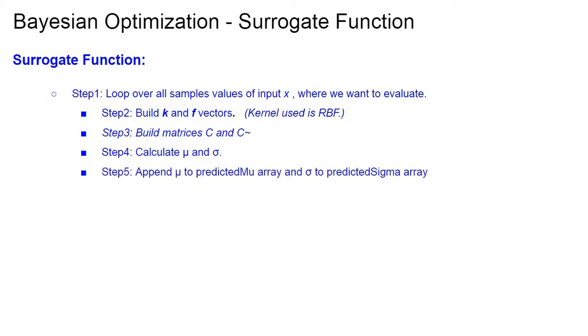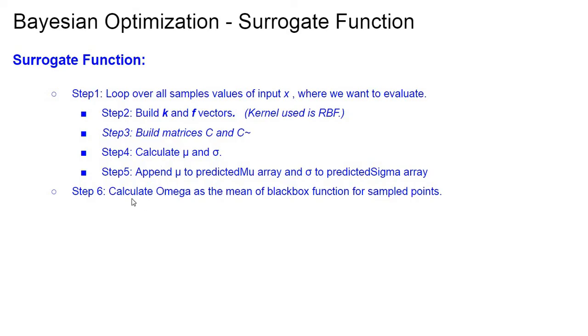Following that, we'll take each of the mu that has been calculated and store it in another array, which we are calling the predicted mu, and the sigma that we have calculated, we're going to store in another array called predicted sigma. This is going to happen through the entire loop for all values of the input x, and after exhausting all the input samples, we will come over to step 6, where we're going to calculate omega, which is the mean of the black box function for the sampled points.